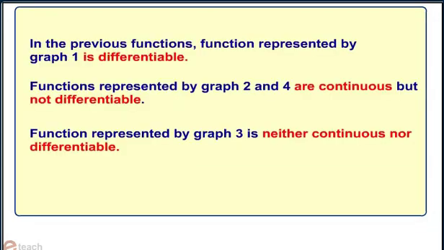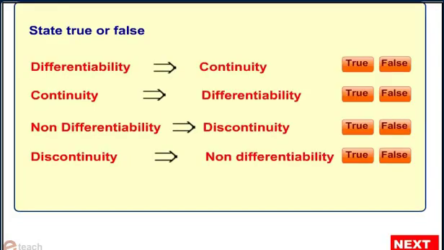In the previous functions, the function represented by graph 1 is differentiable. Functions represented by graph 2 and graph 4 are continuous but not differentiable. The function represented by graph 3 is neither continuous nor differentiable. State whether the following statements are true or false.